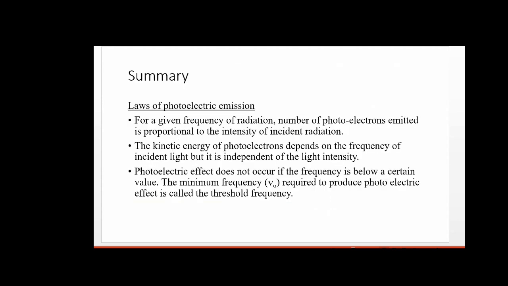So we can conclude the laws of photoelectric emission. As the intensity of light increases, the photoelectric current also increases. And in the second case, we have seen as the frequency of the incident light increases, the kinetic energy of the photoelectrons also increases. And the photoelectric effect does not occur if the frequency is below some certain value, and that value of frequency is called the cutoff frequency or threshold frequency. Thank you.